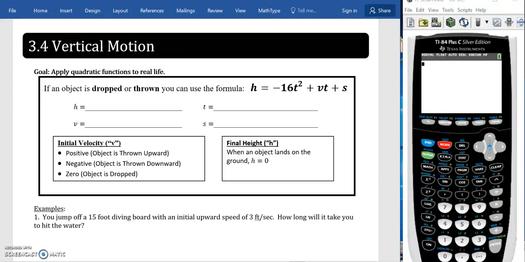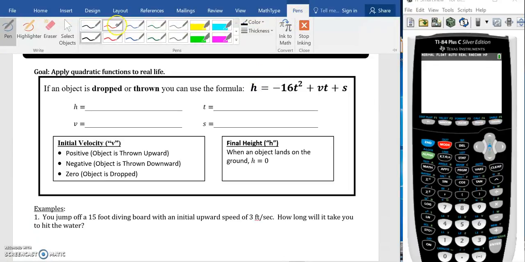Hey Algebra 2 students, today we are going to learn about an application of quadratics called vertical motion. So today we're going to talk about two options, whether we throw an object, meaning it has an initial force behind it, or if we drop an object. Either way, we're going to use this model up here.